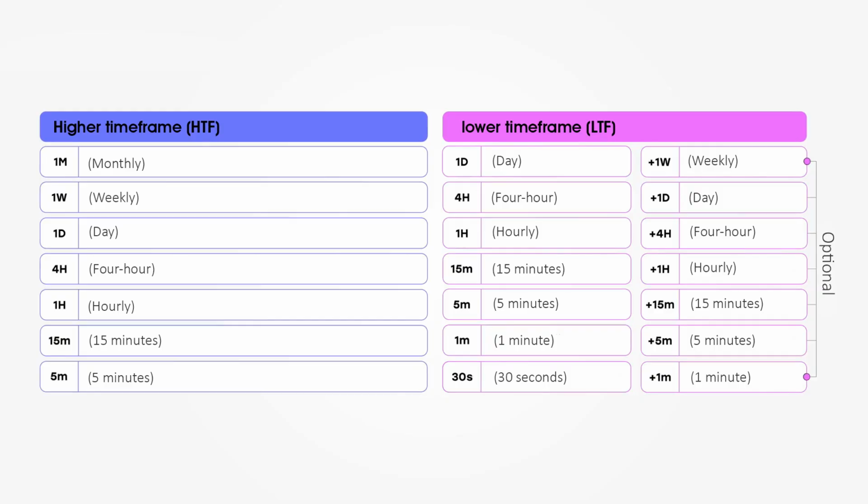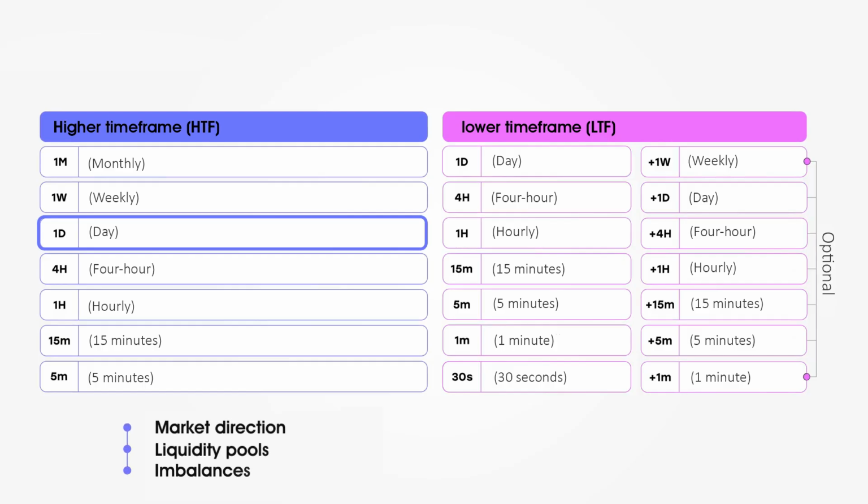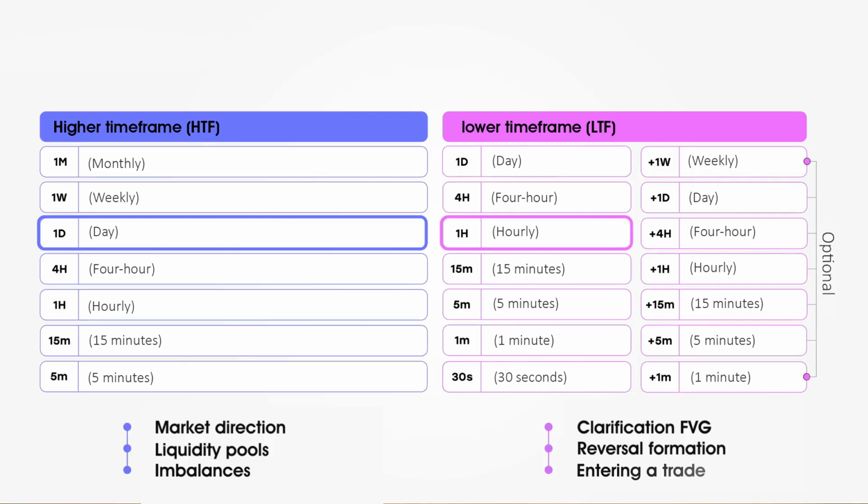In the presented table we discussed earlier, you can see successful combinations of timeframes suitable for analyzing almost any chart. For example, when you start with the daily timeframe, this is where you should conduct the main work. Here, the overall market direction, key liquidity pools, and unfilled imbalance zones are determined. After this, you move to a lower timeframe, in this case, the hourly one. Here, the task is to refine the daily imbalance, look for reversal formations, and enter the trade.